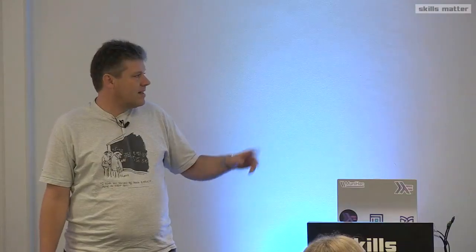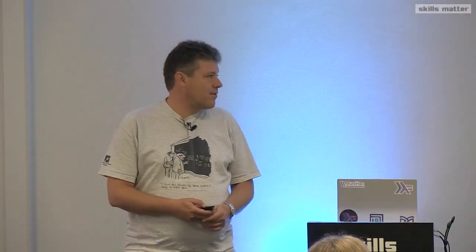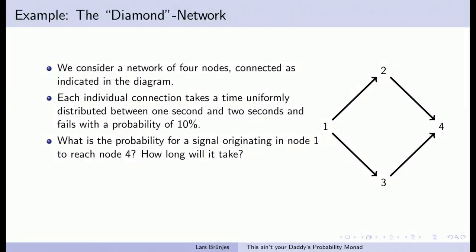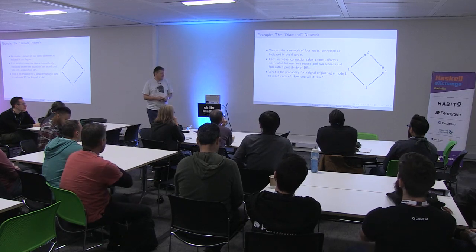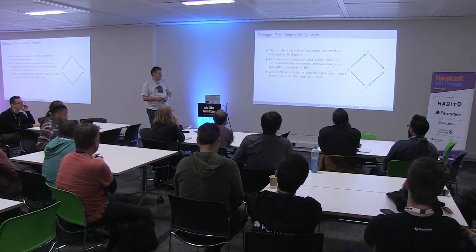As a leading example, we have a network like that with 4 nodes. Some of the nodes are connected, so they can talk to each other directly. In this case, it's unidirectional, so 1 can contact 2, and 2 can contact 4, and 1 to 3, and 3 to 4. Let's just assume that all these edges have the same properties: a signal takes between 1 and 2 seconds, uniformly distributed, to hop along one of those edges. And it can even fail. There can be some network error, so with a probability of 10%, it can fail.